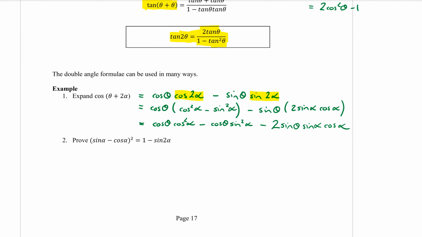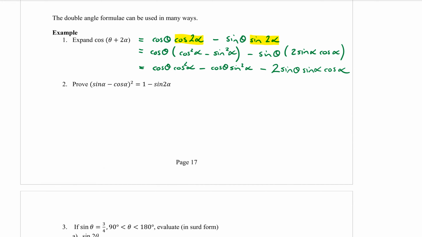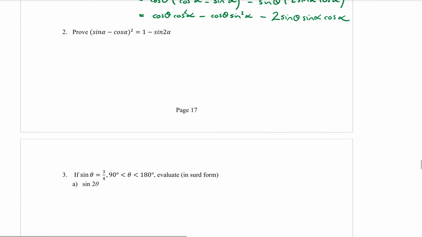Question 2 is a prove. We want to prove that sine alpha minus cos alpha all squared is equal to 1 minus sine 2 alpha. Now, anytime you do a proof, you want to start with one side and see if you can get to the other. So I'm going to start with the left-hand side. That's the normal way to start. Left-hand side, which is equal to sine alpha minus cos alpha in brackets all squared.